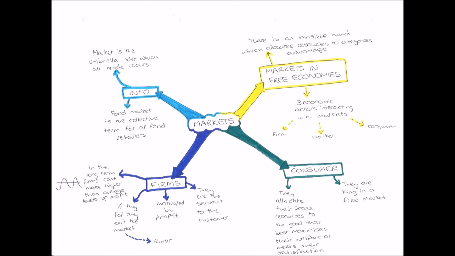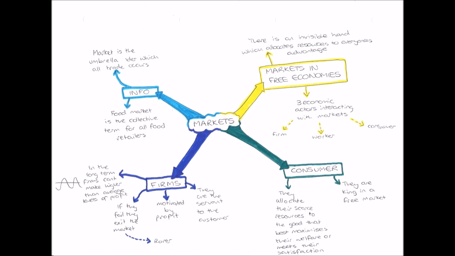Next, markets in free market economies. So how do markets operate in free market economies? It was said by the economist Adam Smith that there is an invisible hand in markets in free market economies which allocates resources to everybody's advantage. That's just something you need to know.